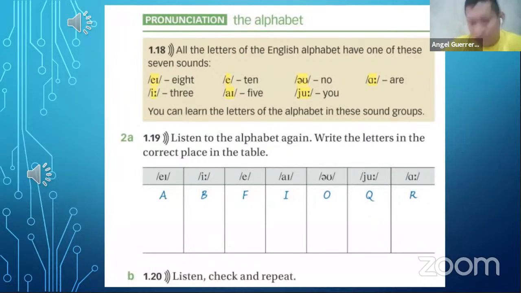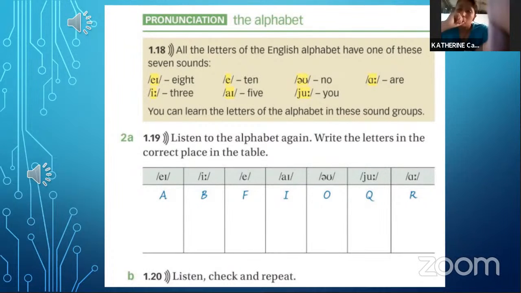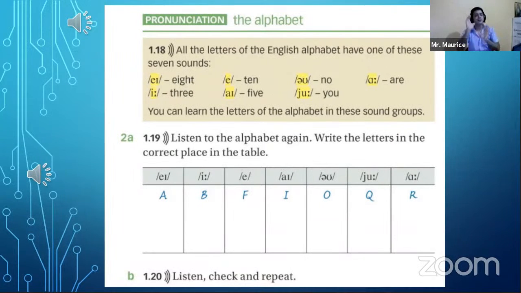Number 2, the United Arab Emirates. Tell me, what is the correct column for this word? U, United. Is the column number 6. I do understand, guys, if you don't get this part, but it's the sound. That's the way we can identify the sound.